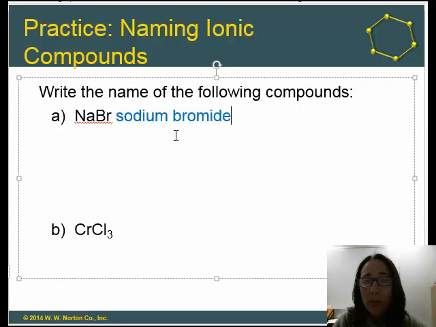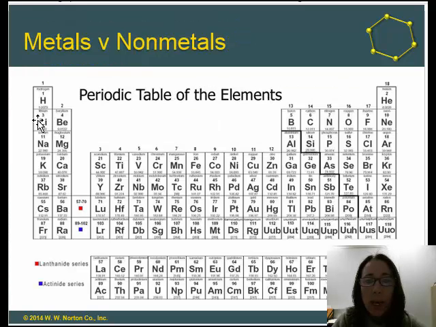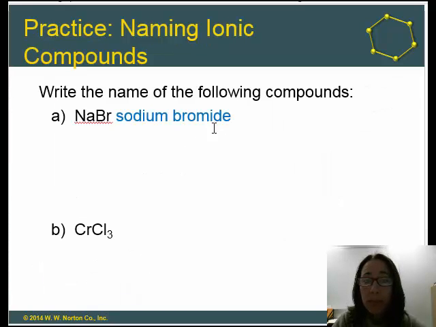So sodium bromide. The next thing I want to ask is, does sodium have a variable charge? So I look at the periodic table. Any metal in the first column has a charge that is fixed. It never ever changes. So it doesn't have a variable charge, so I'm done. That's the name.